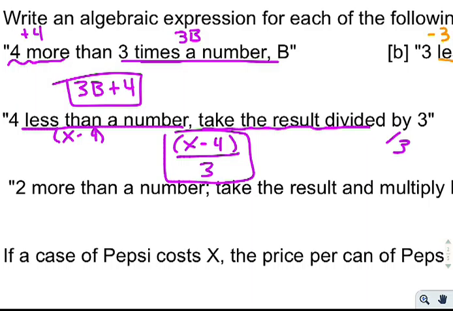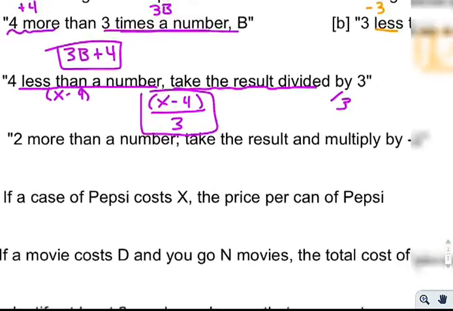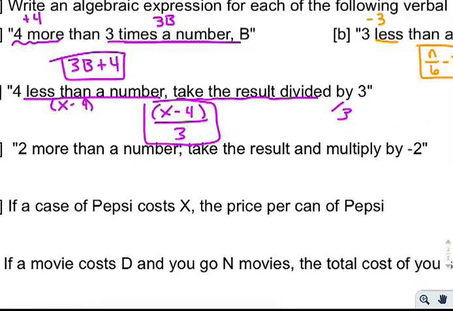So again, the key here is to think about the phrase ahead of time. I would suggest doing what I did and write the pieces above the sentence, and that might give you a sense of what to write so you can focus on the order in which to write it. 2 more than a number, take the result and multiply by 2. So 2 more than a number would be n plus 2. And then take the result, the whole thing, and multiply by negative 2. So that's going to be a times negative 2.